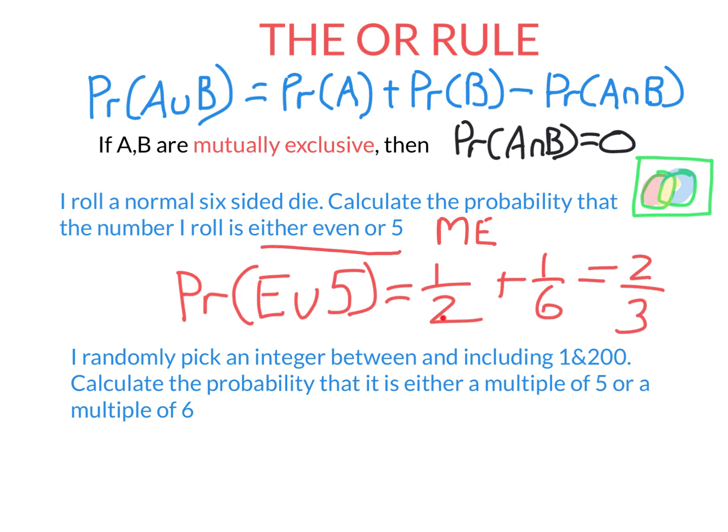You've probably been using this idea without even realizing. For example, if there's a 40% chance you get an A this semester and a 30% chance you get a B, there's a 70% chance you get either an A or a B.